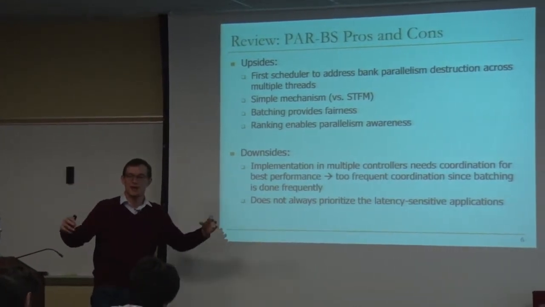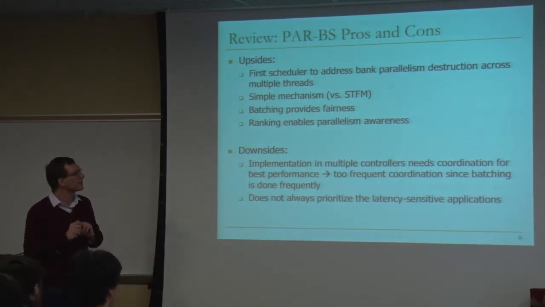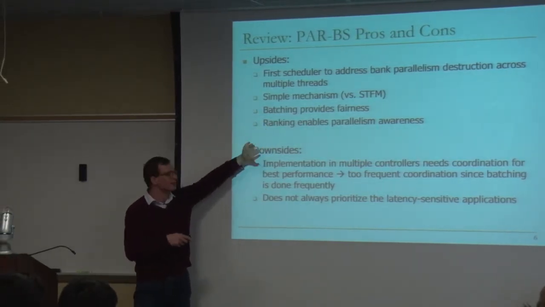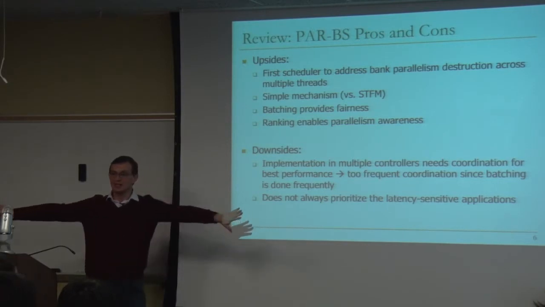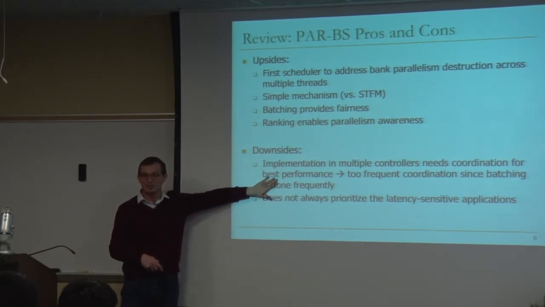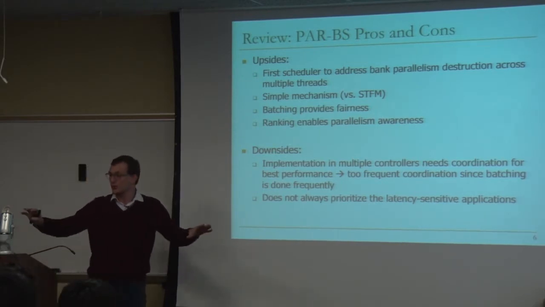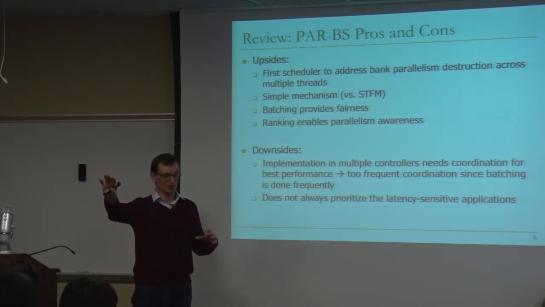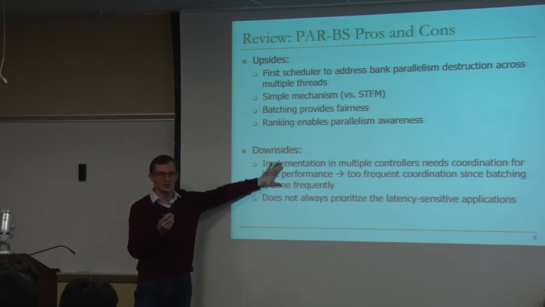Because if you do not preserve bank-level parallelism, you can delay all of the threads. It was a simple mechanism compared to the stall-time fair memory scheduler that we also discussed. Batching provided starvation freedom as well as fairness, and ranking enables parallelism awareness, which I just talked about. The downside of this approach, and I think Justin talked about this, is that if you want to have multiple memory controllers, which is a reality in today's systems, this needs coordination for the best performance. How do you determine a good ranking across different controllers? How do you form a batch when requests are going to different controllers? One thread may have only one request in one controller, but 100 requests in the other controller. How do you determine that rank? So you need some coordination such that you have a globally good scheduling mechanism.